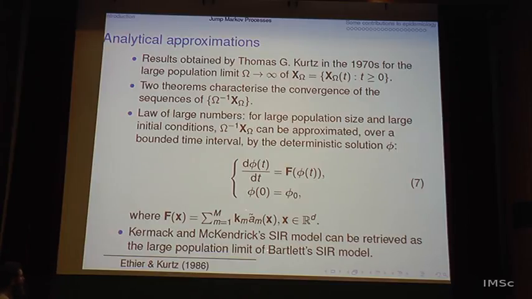So this is what you retrieve here. And that's why the Kermack and McKendrick SIR model can be retrieved as a large population limit of Bartlett's SIR model. That's usually something that we can do manually. You look at the model and you derive the deterministic equations, but this is the formal proof that it works. Well, this isn't the proof, but that's the result of the proof.